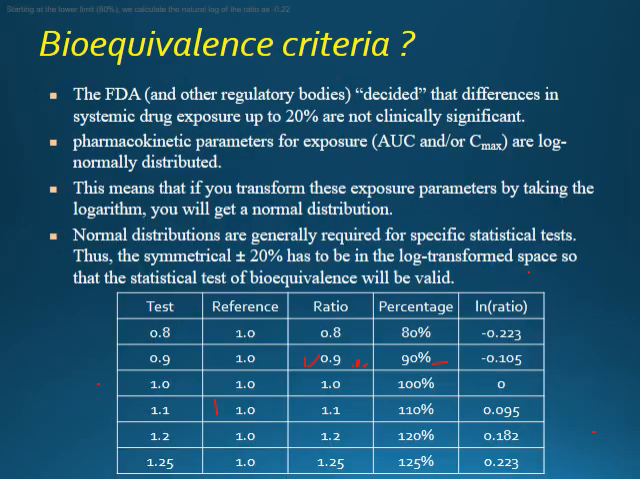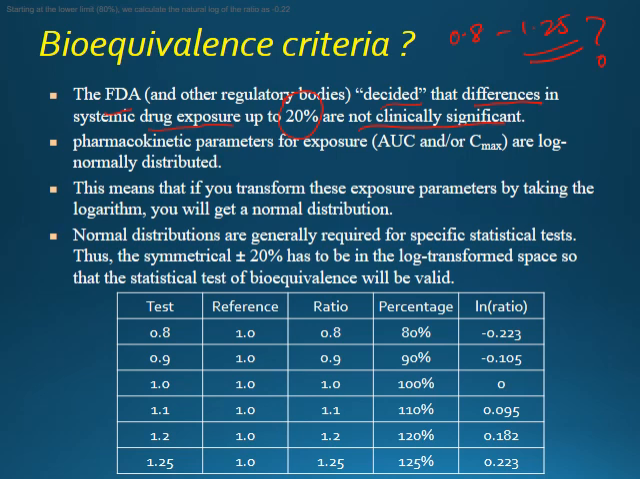Okay, so have you ever thought about why it is 0.8 to 1.25? It is because the FDA decided that differences in systemic drug exposure up to 20% are not significantly different. And if they are not significantly different, why is it not 0.8 and 1.2 but 1.25?